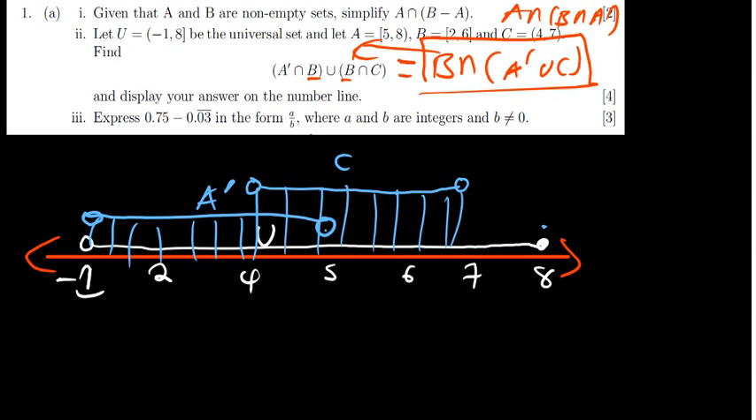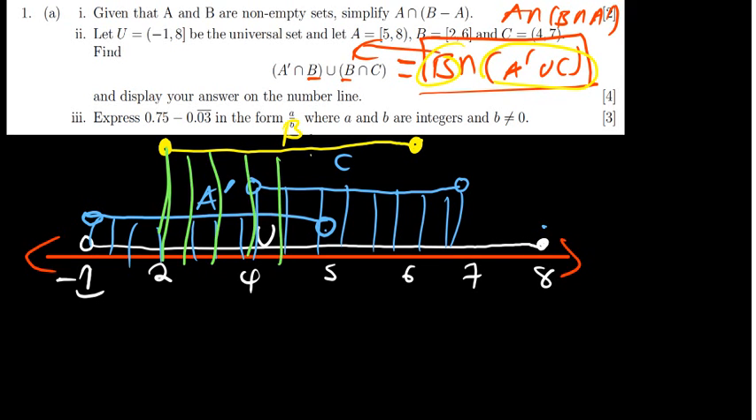Now we have to intersect this one with B. What is our B? Let me use a different color. Our B is from 2 included, all the way to 6, and 6 is also included. That is my B. Now we want the part where these are intersecting, this with B. Meaning that I can get from this point here.